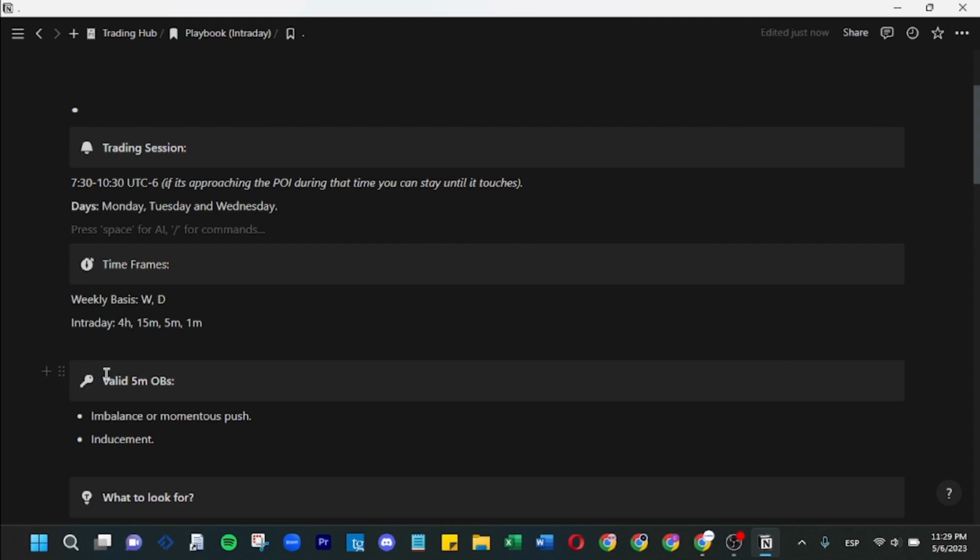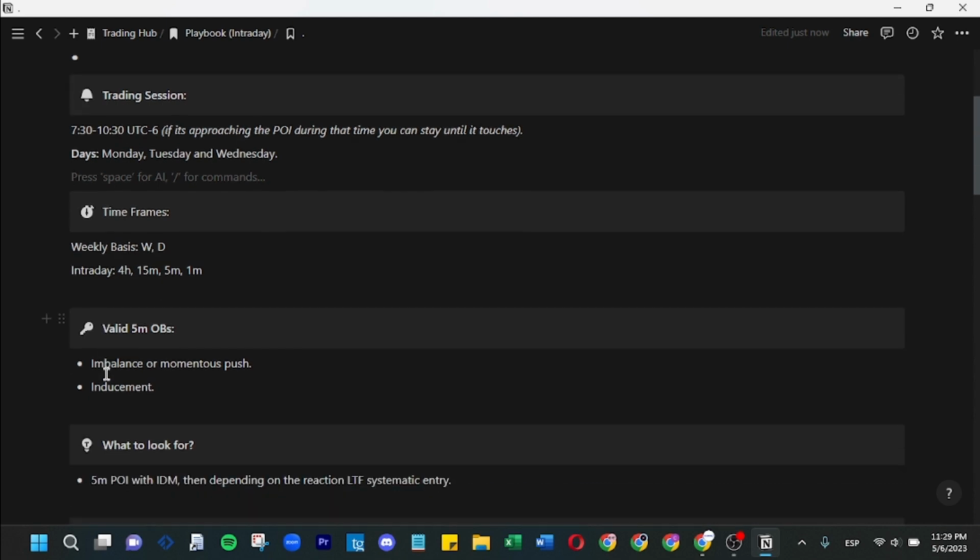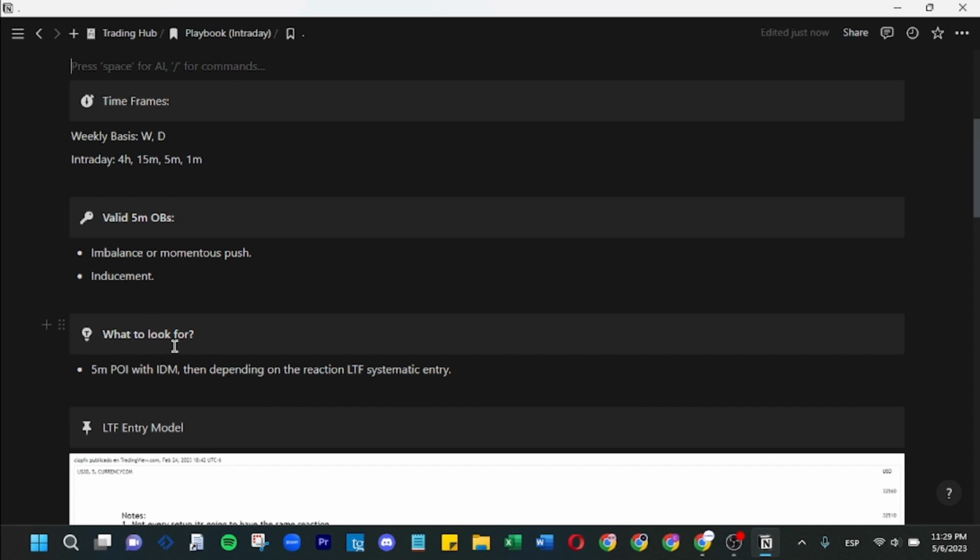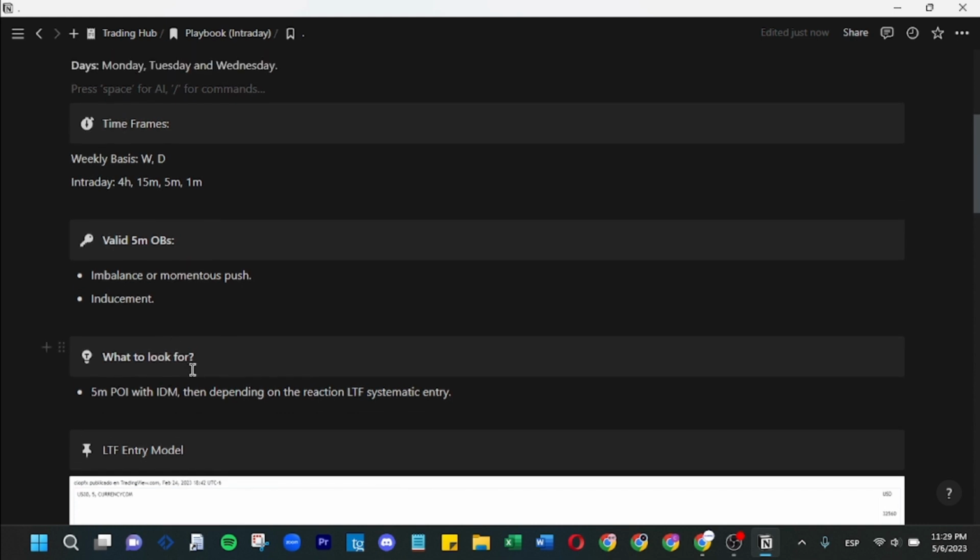That's how you can put, for example, your valid liquidity run, right? It has to be run at this point, or etc. So you really have to put in place what you want to see. And exactly after that, what am I looking for? For me, I'm looking at a 5 minute PY with IDM inducements, and then depending on the reaction on the lower time frame, I apply my systematic entry, right?